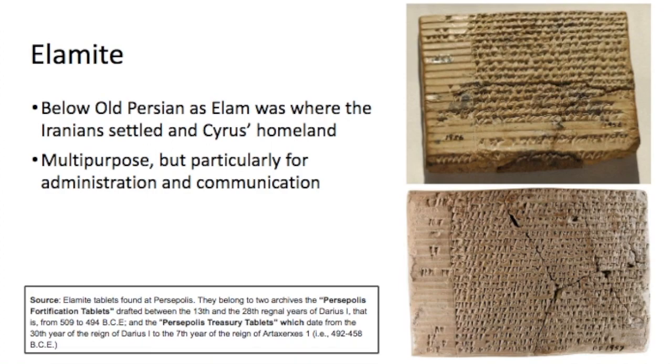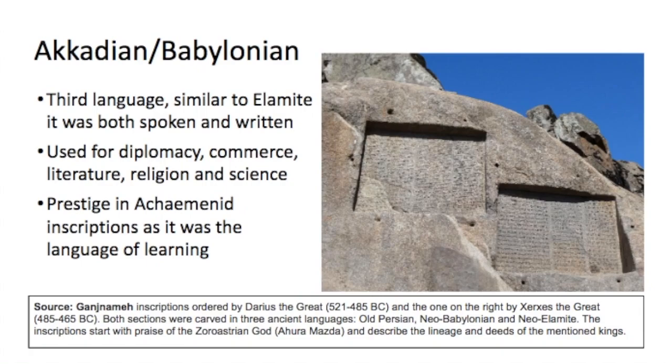The last language that we have is Akkadian. Okay, it's also called Babylonian. This is the third language in the sequence. It's similar to Elamite and was used both spoken and written, and it's commonly referred to as used for diplomacy, commerce, literature, religion, and science. And it carried a sort of prestige in Achaemenid inscriptions as the language of learning.